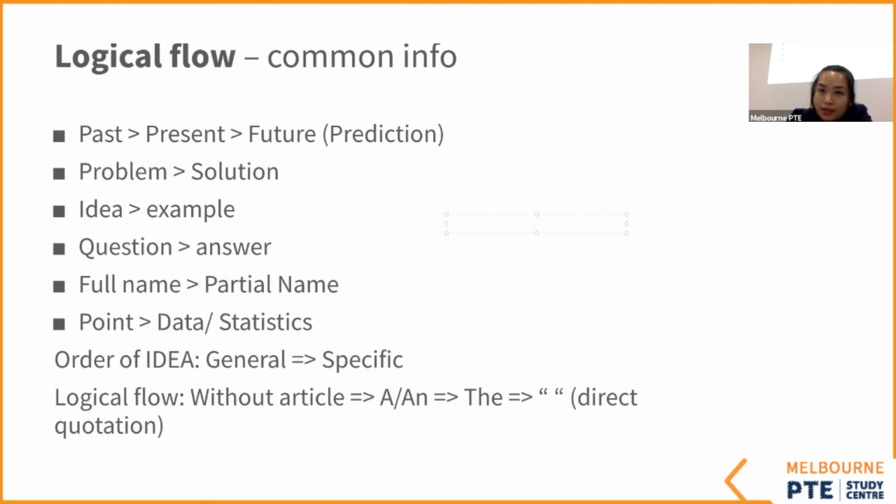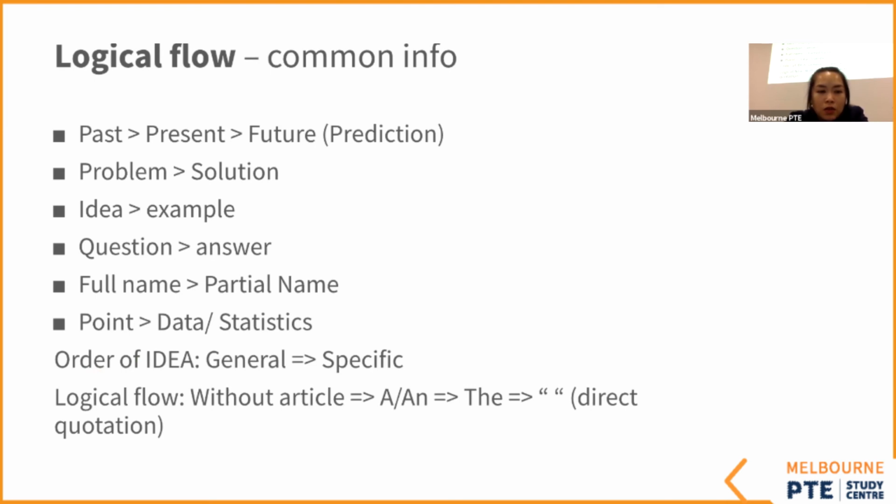Point, data and statistic is the same. It's pretty much similar to this one, I would say. You need to have the main point, and then you have the data and statistic, which is more like an example. Okay. It's the same, similar. Right. The order of the idea is always, remember, general to specific. Okay. Right. Next one.